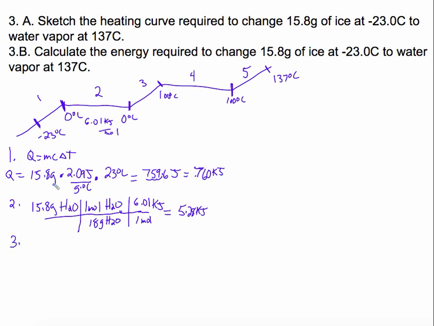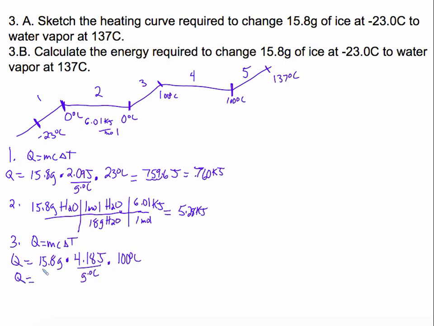All right, step number 3. The graph is slanted. Wherever the graph is slanted, you're going to use Q equals MC delta T. So Q equals the mass, which again is still 15.8 grams, times the specific heat of liquid water, which is 4.18 joules per gram degrees Celsius, times the temperature change. Basically the final is 100 and the initial was 0, because we're just doing the temperature change for this step. So it ends up being 100 degrees Celsius.